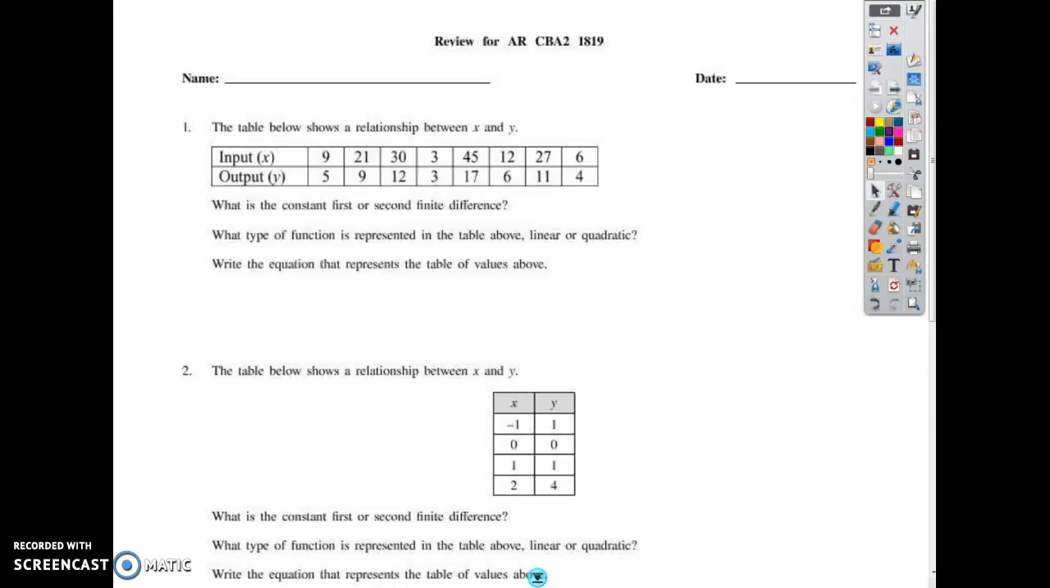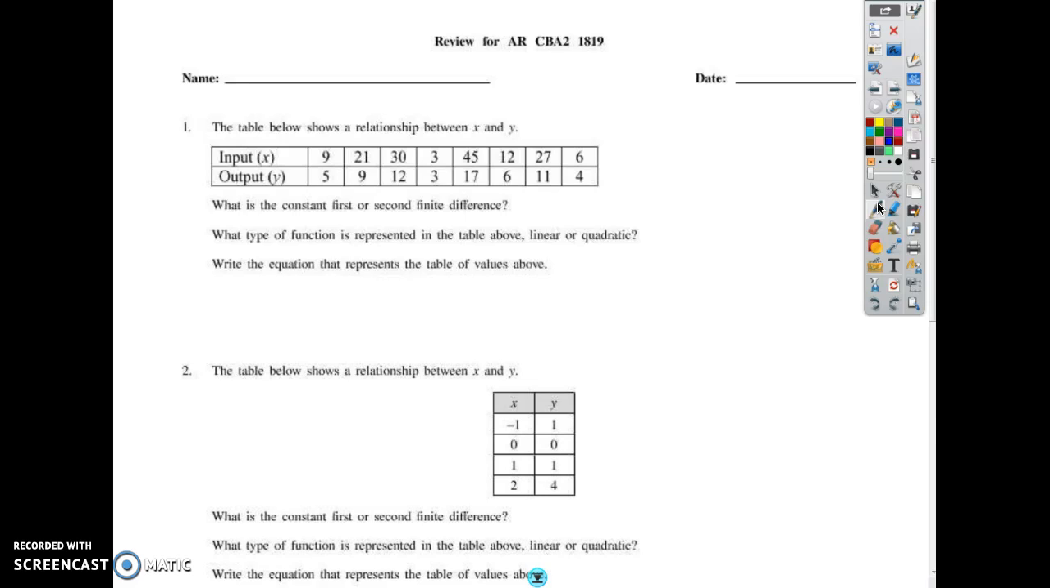All right, so this is the CBA review for algebraic reasoning. Your test will be on Thursday, November the 1st. We're going to review today and tomorrow, and we're going to play a game on Wednesday, and it's going to be Escape the Room. So you do not want to miss that game.